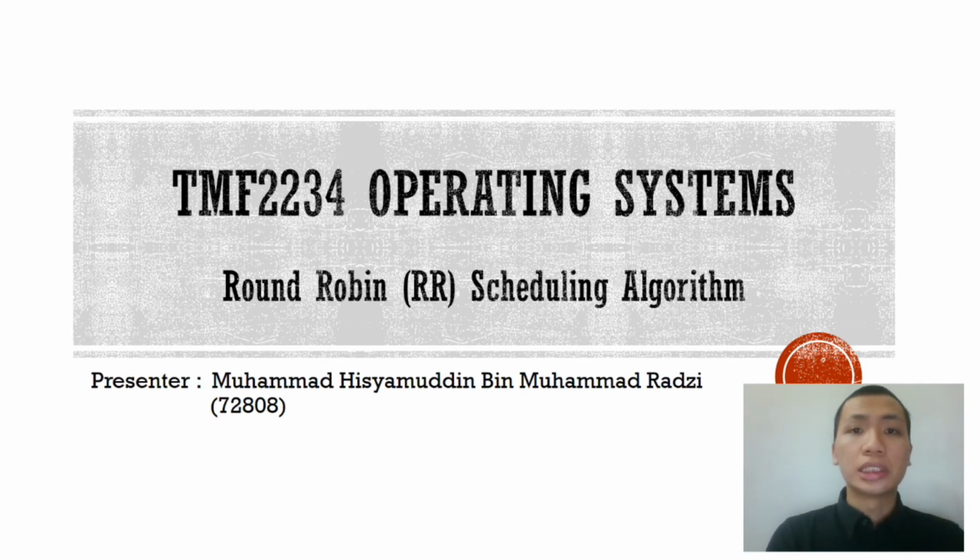Round robin is a CPU scheduling algorithm where each process is assigned a fixed time slot in a cyclic way. It is simple, easy to implement, and starvation free, as all the processes get a fair share of CPU. Next, I will present about the coding of the program.